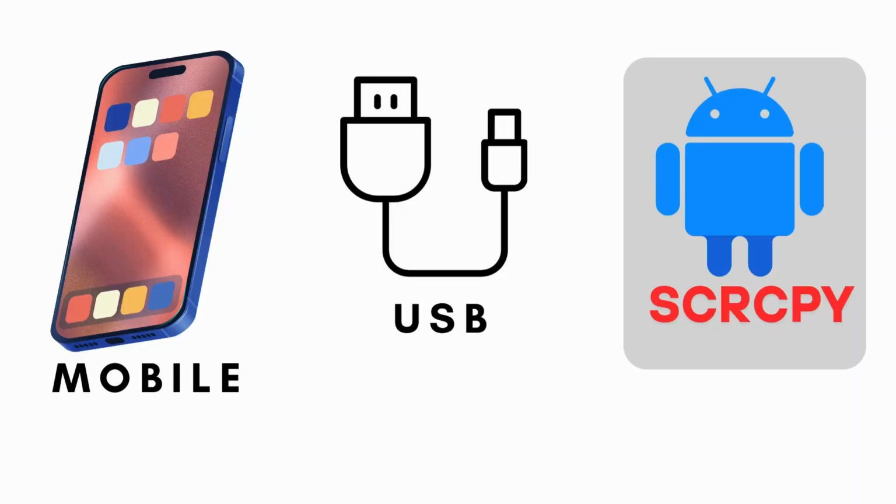Hello guys, so today we are gonna learn how to share our Android screen to our PC. Basically for this we need our smartphone, a USB cable, a software in our PC called scrcpy, and also we need to enable our developer option in our mobile. That's it we need for this. Let's move to next how to do this.